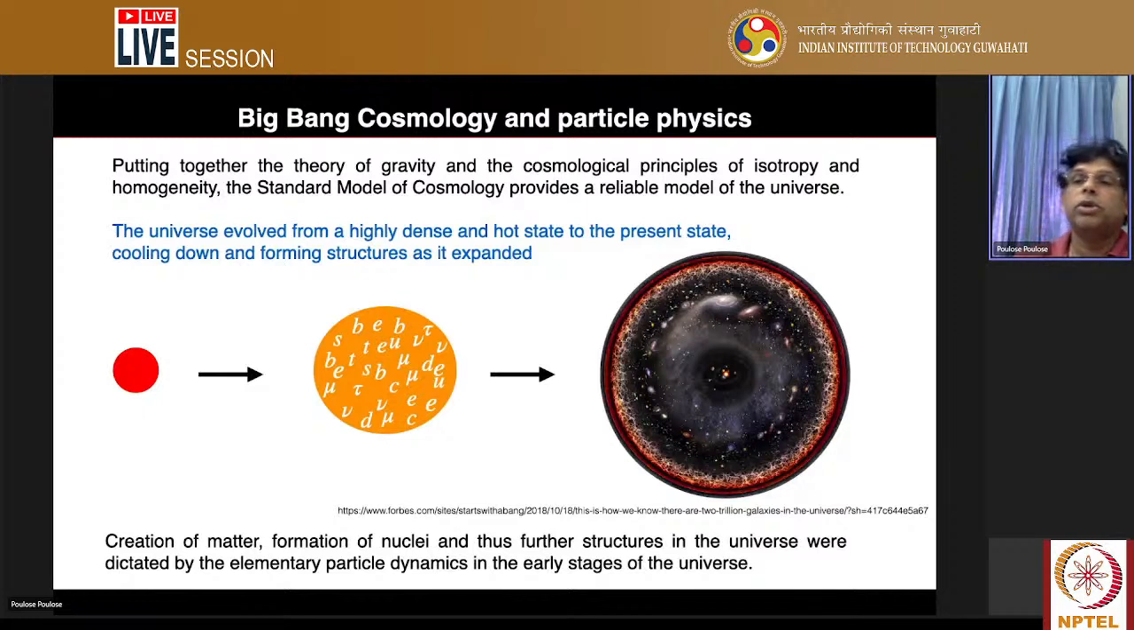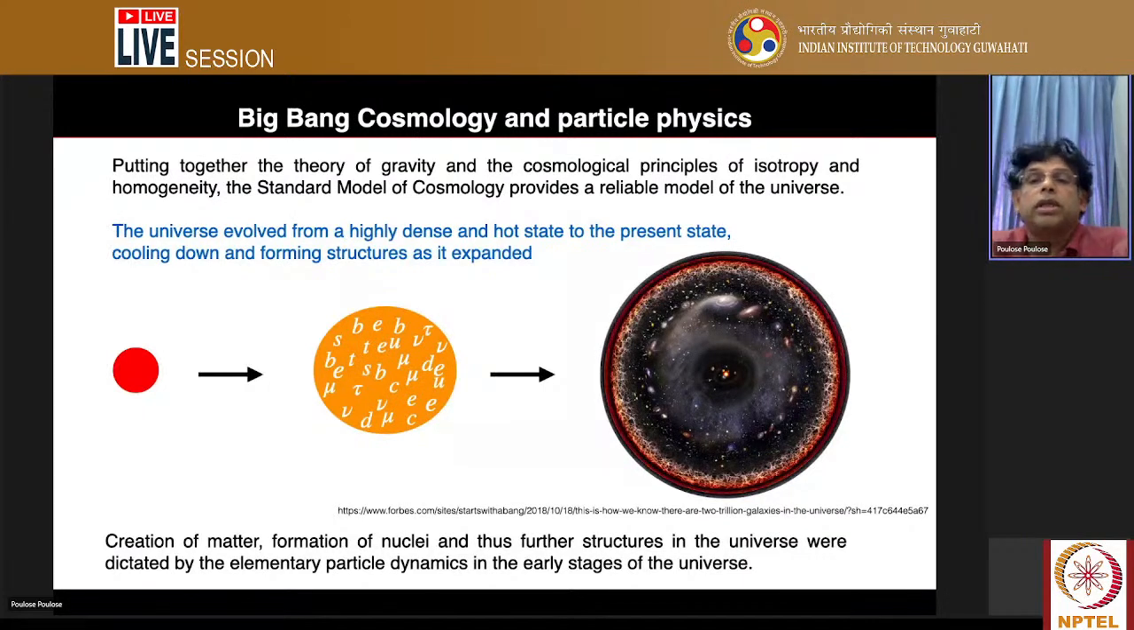There were also deuteron and helium and traces of lithium, etc. that could be in the nuclei were there. So those atoms could also have been formed. So creation of matter and formation of the nuclei and further the larger structures like atoms, etc.